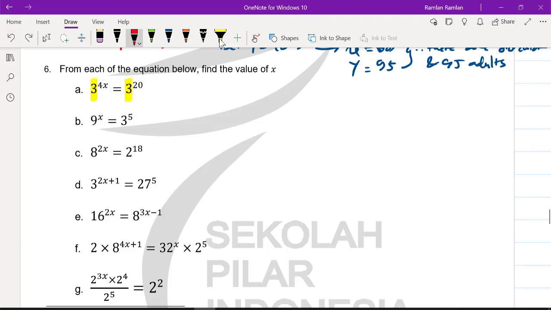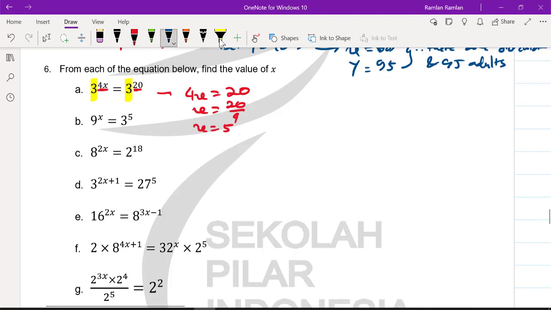So if they are the same base, this one becomes equal to this one. There'll be just 4x equals 20, and divide both sides by 4, and you'll get x equals 5. That's it. So that's for question A.